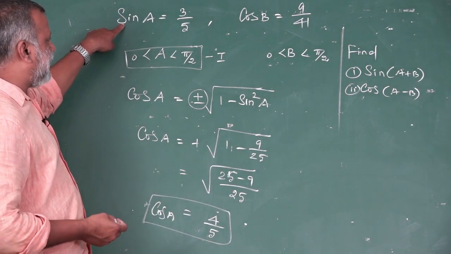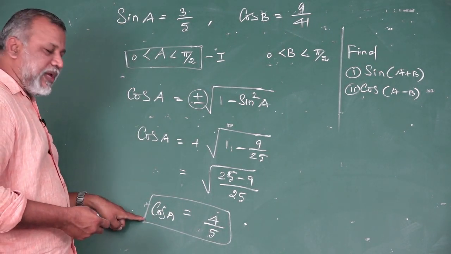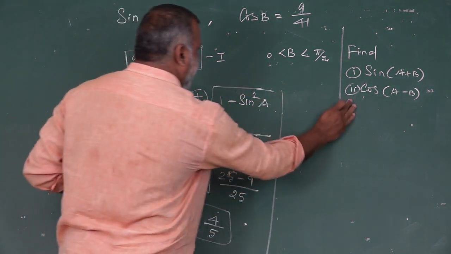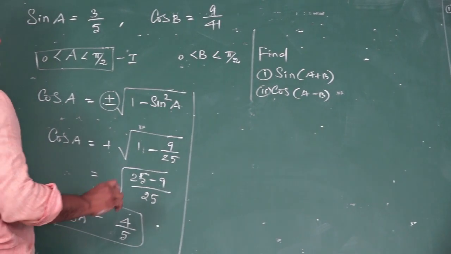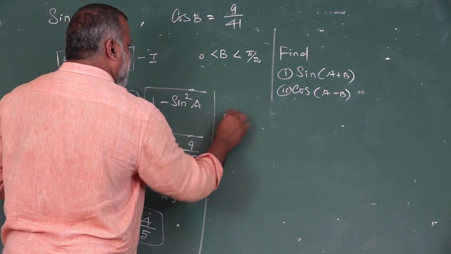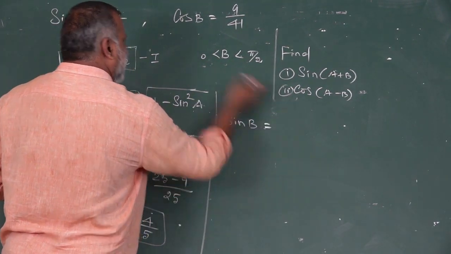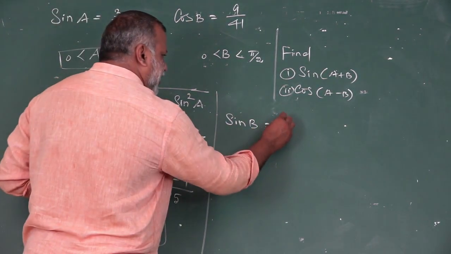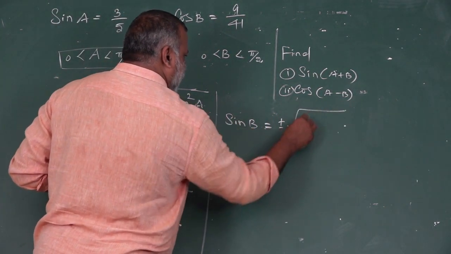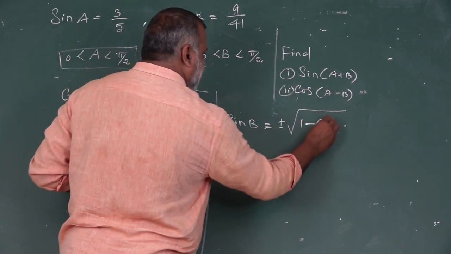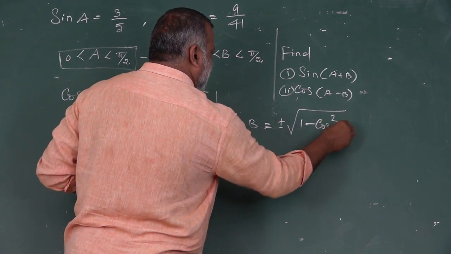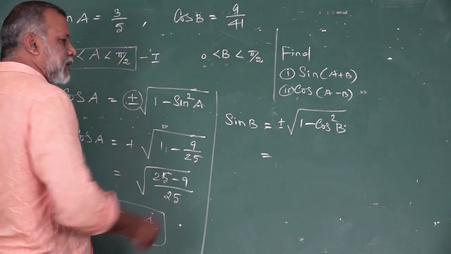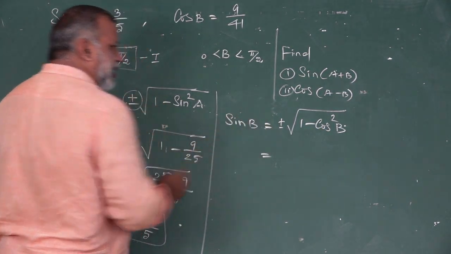So sin A is given, and we are able to find cos A. In the same way, listen once again. Cos B is given. We need to find sin B. Once again, plus or minus square root of 1 minus cos squared theta. Instead of theta, we have the angle B. So now sin B equals plus or minus.